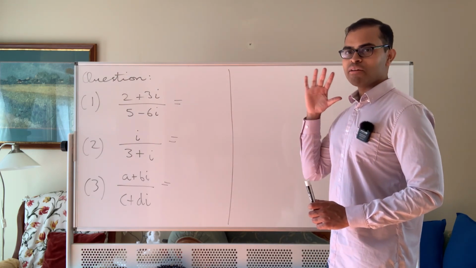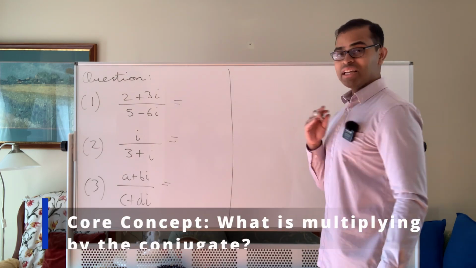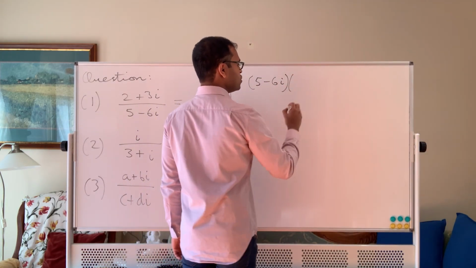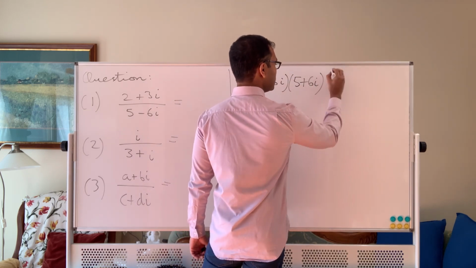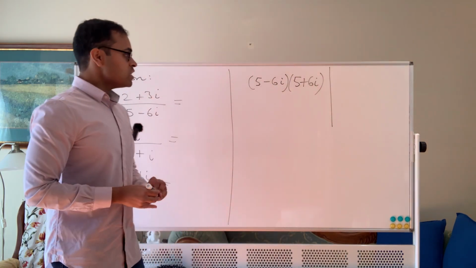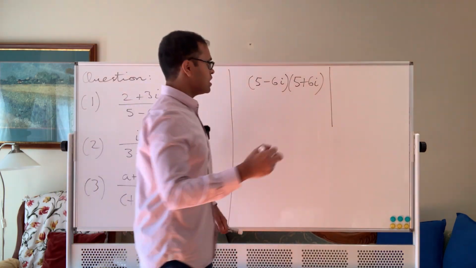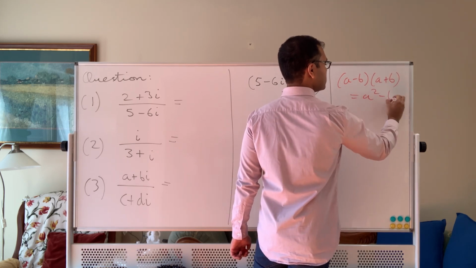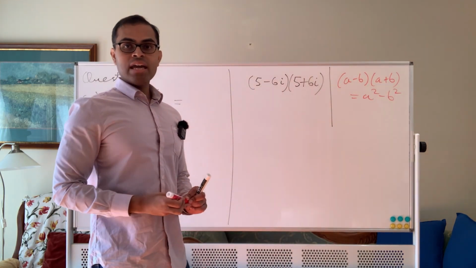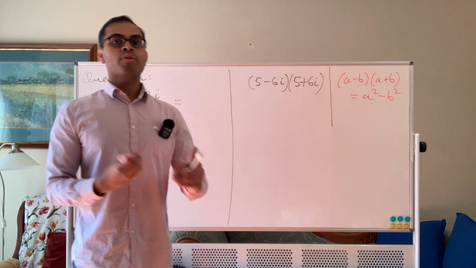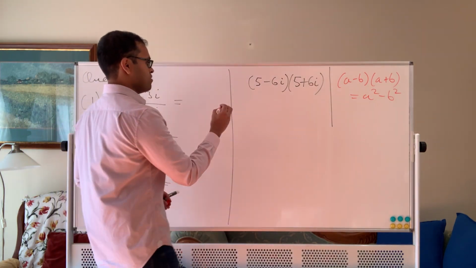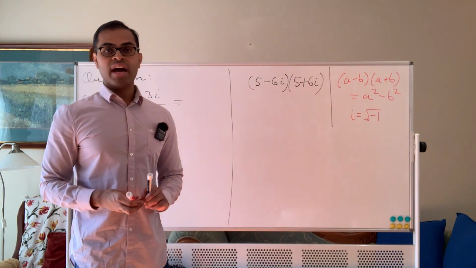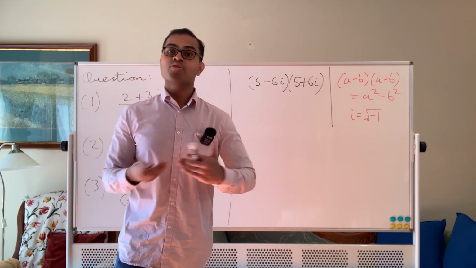This is a secret trick called multiplying by the conjugate. Okay, so what that means is the following. If you have a number like 5 minus 6i and you multiply with 5 plus 6i, you can use the difference of squares formula. The difference of squares formula tells you that a minus b times a plus b is equal to a squared minus b squared. Now the idea behind this is that we know one thing about i: it squares to negative 1. i is the square root of negative 1. Because we know that, we can get rid of it or simplify it by multiplying it with itself, or squaring it in other words.